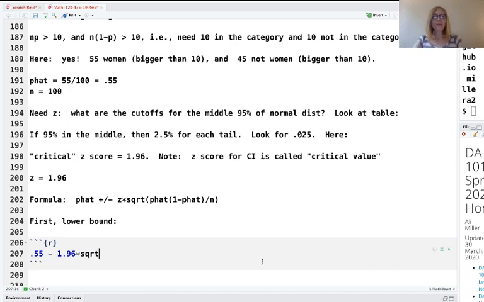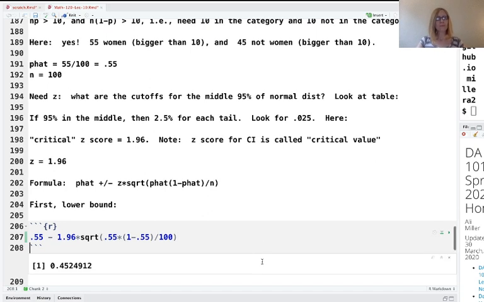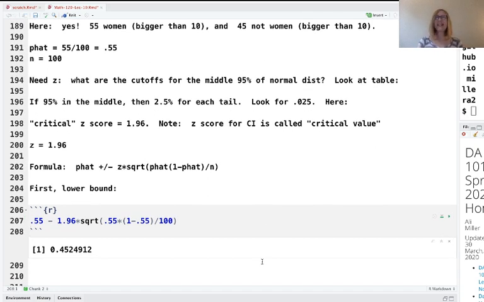And now square root 0.55 times 1 minus 0.55 divided by 100. That's the lower bound. Population proportion is probably bigger than that.